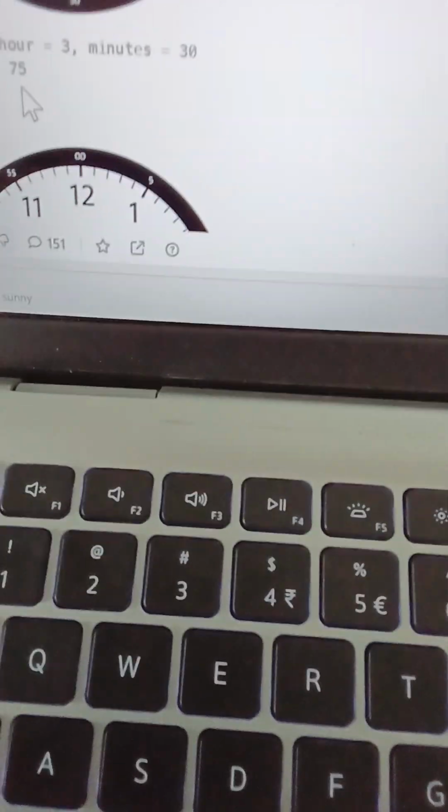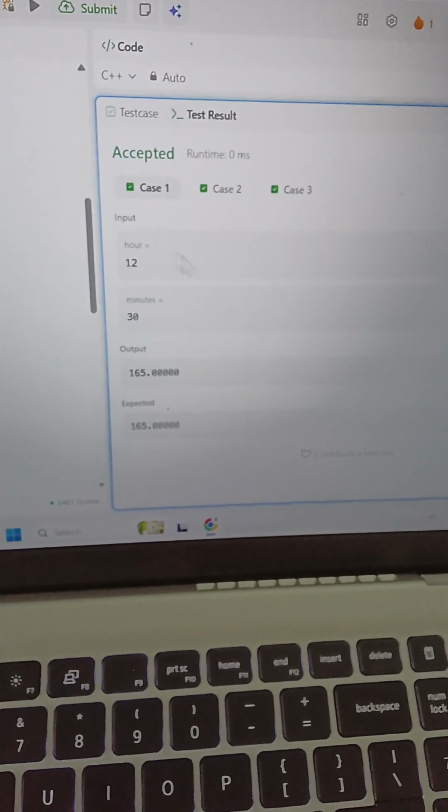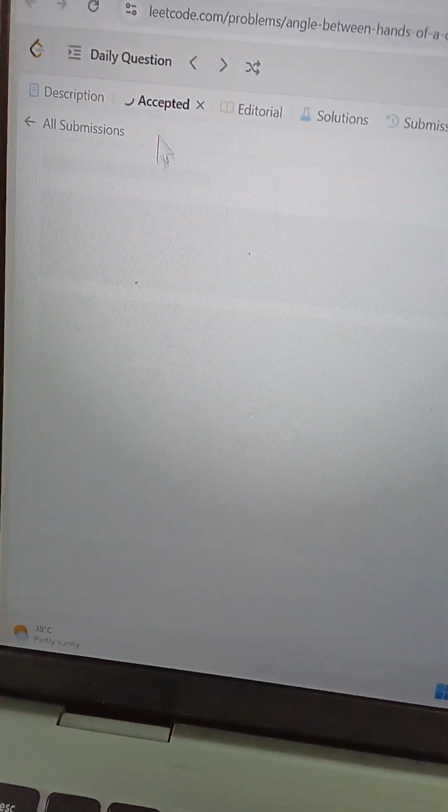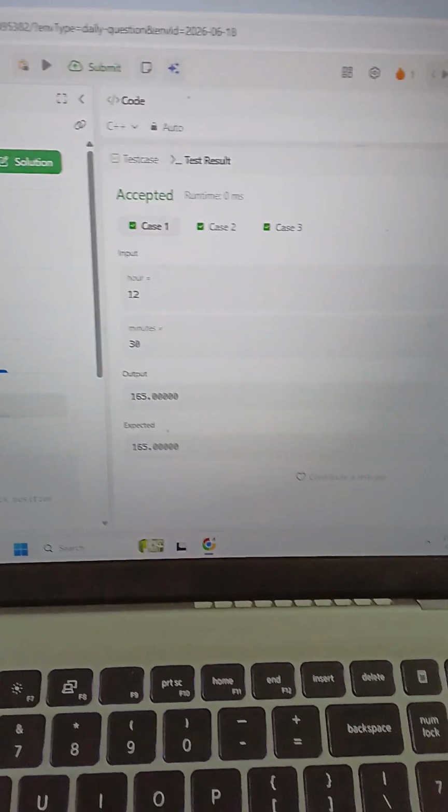Here you can see the output is 75. So this is all for this problem. Here I have run this code, you can see that I have run it already. I am running it again for your query. You can see it is accepting, and I have also run it for all the cases, and it is accepting with this one.